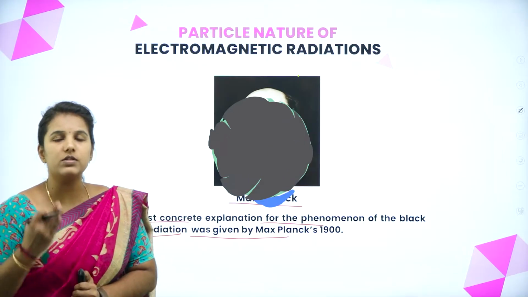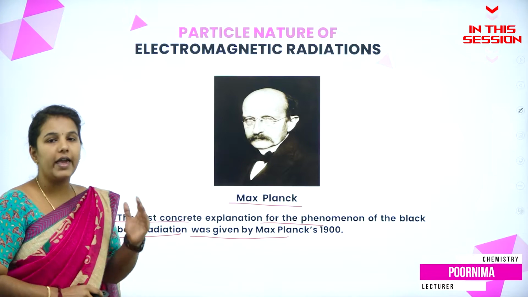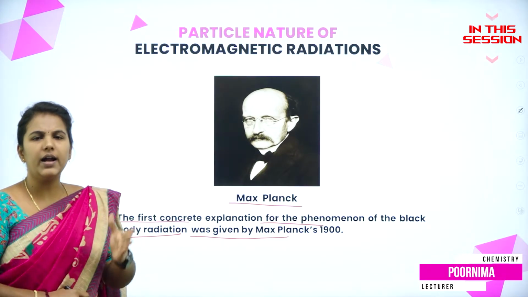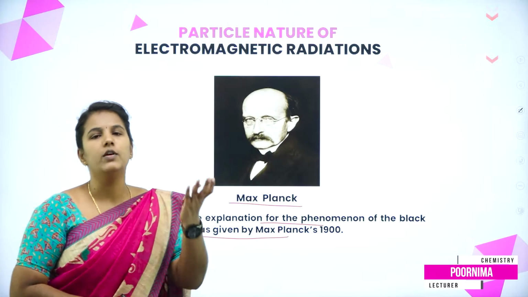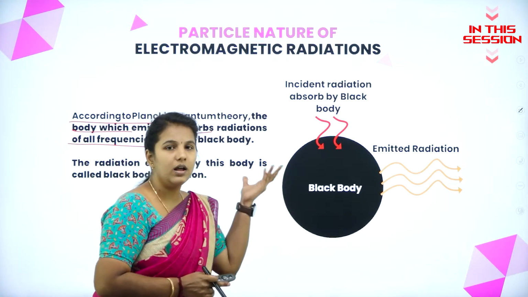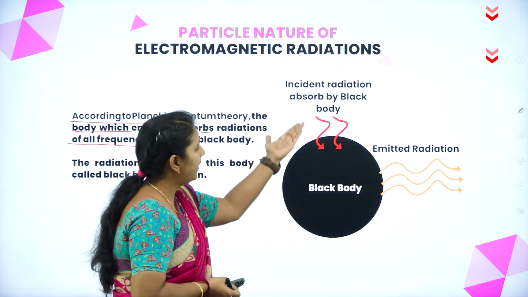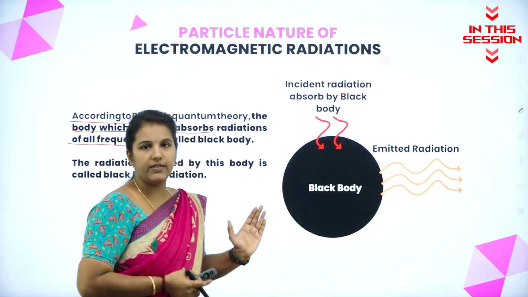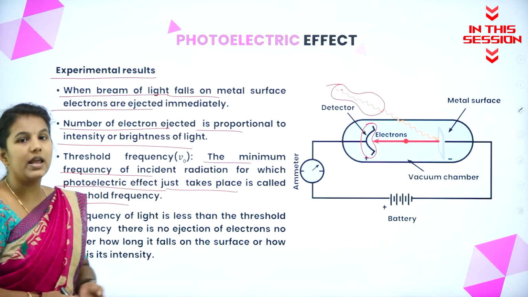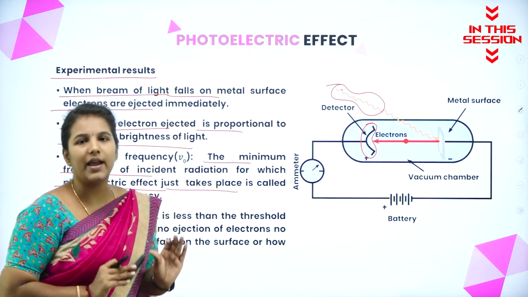Max Planck was a scientist who studied the particle nature of electromagnetic radiation, and he discovered the phenomenon of blackbody radiation. A blackbody is a body which can absorb or emit radiation of all frequencies. What is the threshold frequency? It is the minimum frequency which is required to eject the electron.